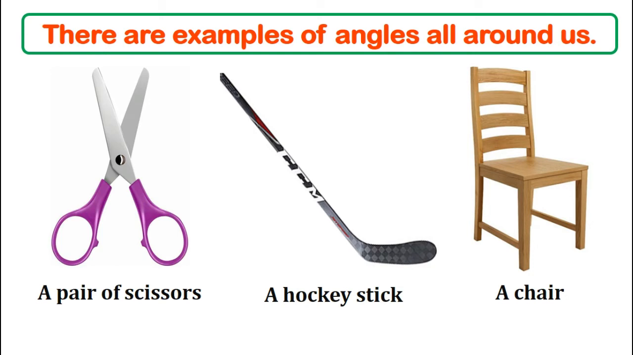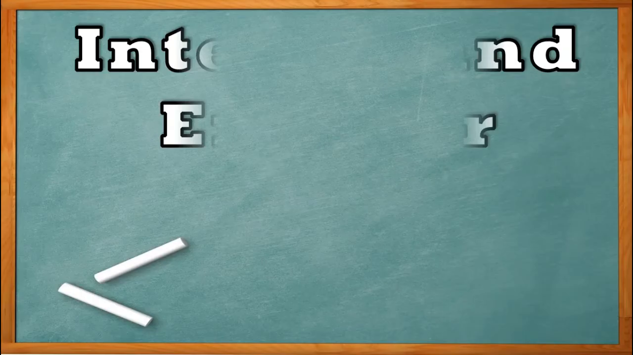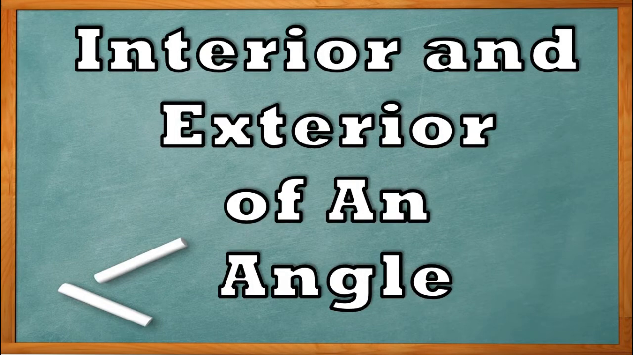We see examples of angles all around us in our everyday lives. For example, in a pair of scissors, in a hockey stick, or in a chair. Let us now understand what the interior and exterior of an angle mean.